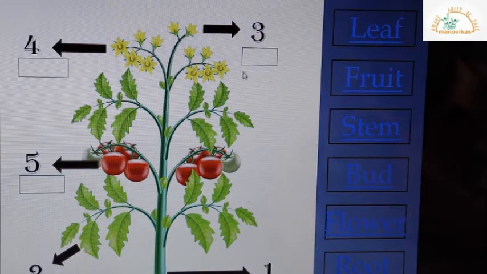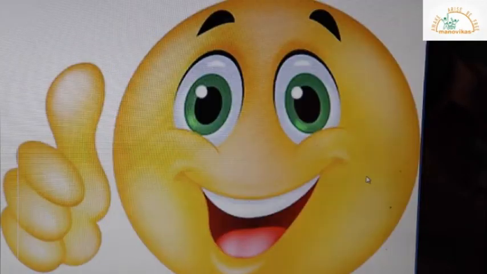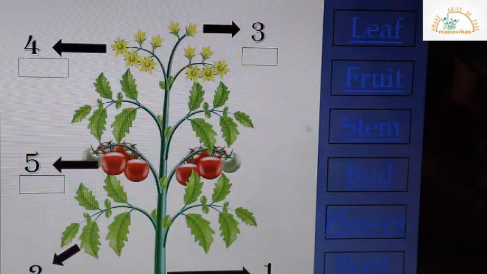Let's move on to the third part of the plant. And what do you think it is? Is it the fruit? Is it the bud, the flower or the root? What do you think it is? Yes, let's check. Bud. Yes, you are right. It is the bud. This part of the plant is the bud.